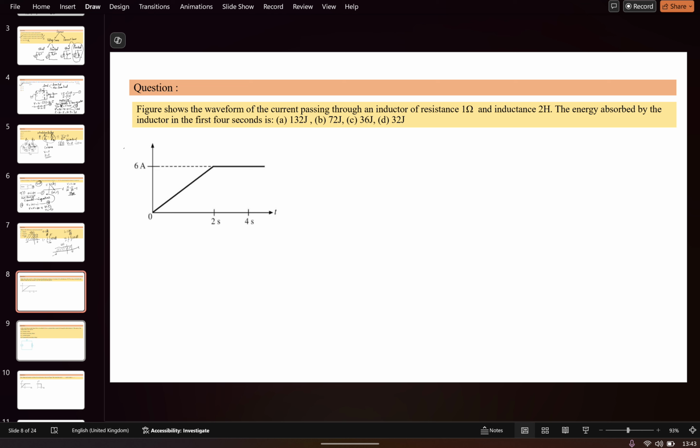Okay, let me give the solution for this problem. What is the question asking? If the waveform of the current is given, what is the value of energy being absorbed by the inductor? Okay, so here the inductor is not an ideal inductor, it is a practical inductor.